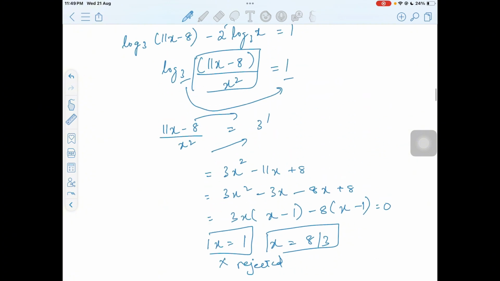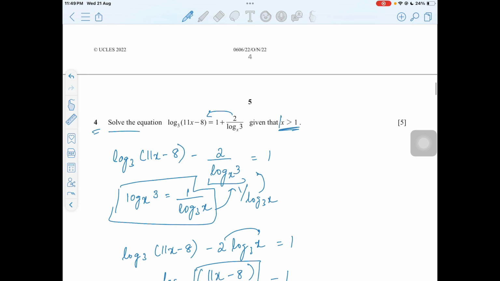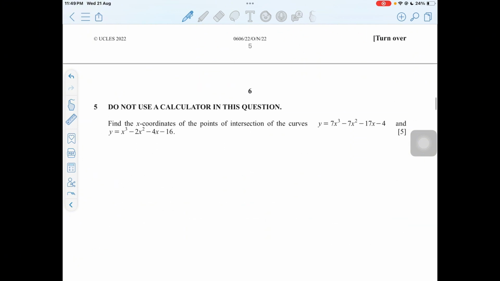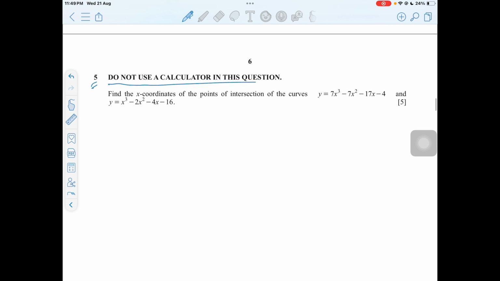I hope you remember the reason. This is the reason: x has to be greater than 1. So if it is equal to 1, it has to be rejected, right? Now moving on, we have question 5 where we are not allowed to use the calculator.